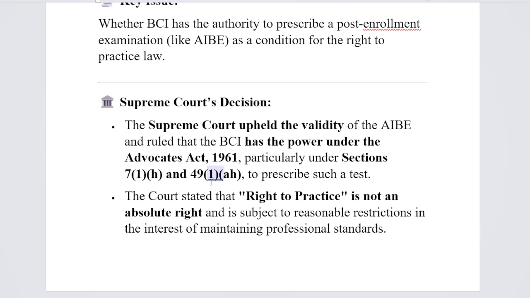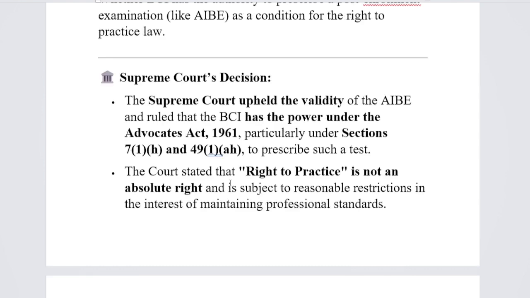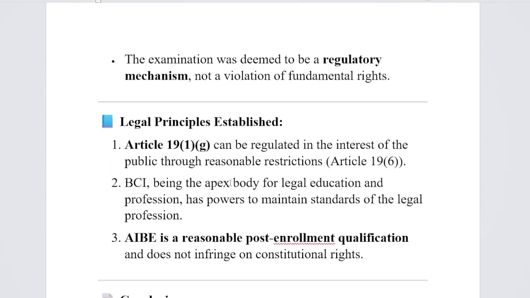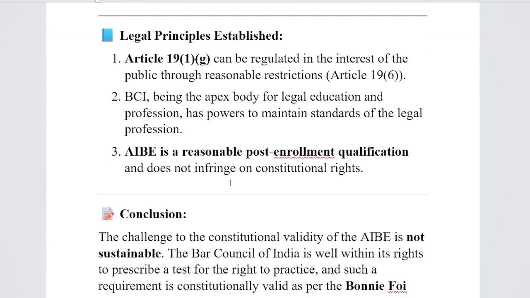Likewise here we have to discuss certain aspects. That means what we have to establish. Here there are certain legal principles established by the outcome of this discussion. The first one is that Article 19(1)(g) can be regulated in the interest of the public through reasonable restriction. This aspect I have told you.